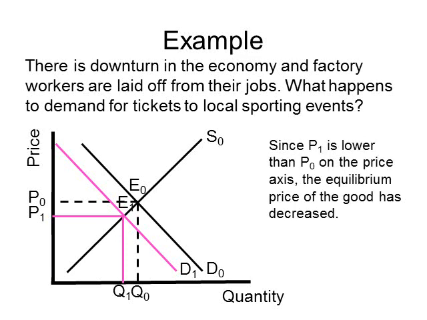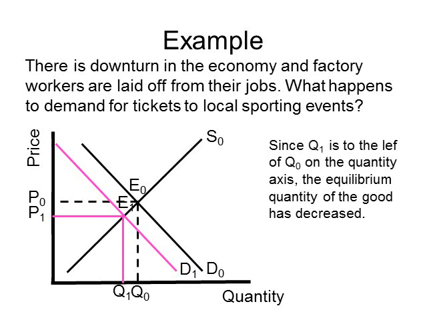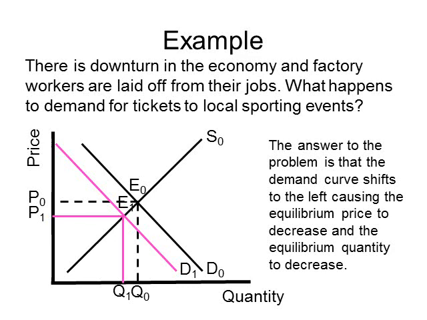Since P1 is lower than P0 on the price axis, the equilibrium price of the good has decreased. Since Q1 is to the left of Q0 on the quantity axis, the equilibrium quantity has decreased. The answer to the problem is that the demand curve shifts to the left, causing the equilibrium price to decrease and the equilibrium quantity to decrease.